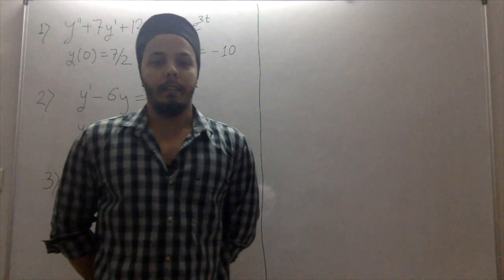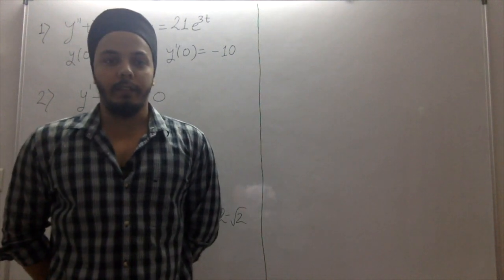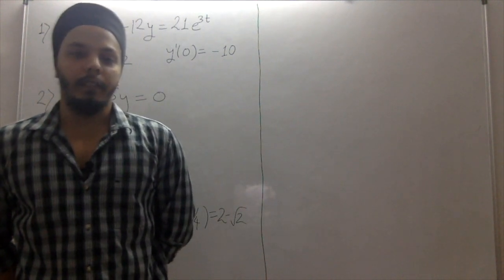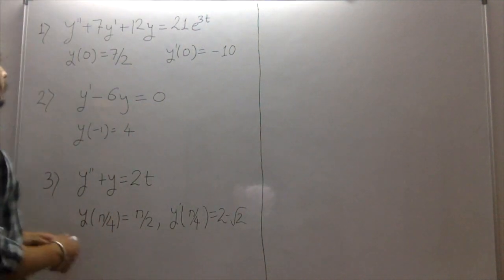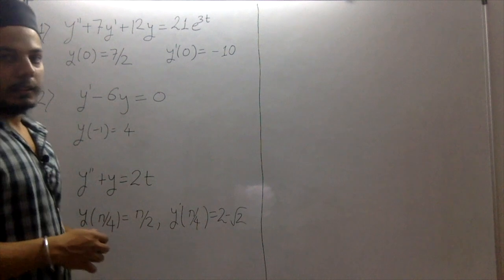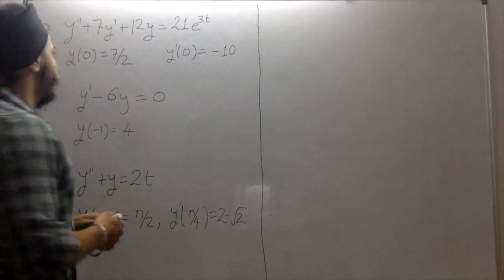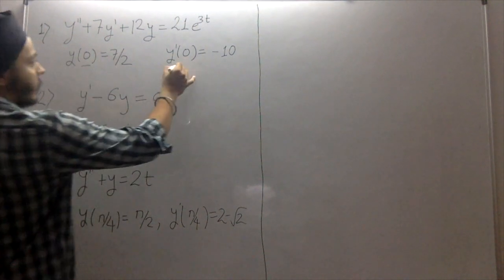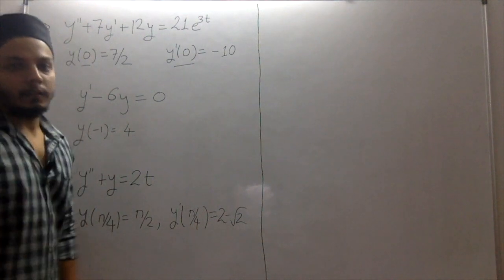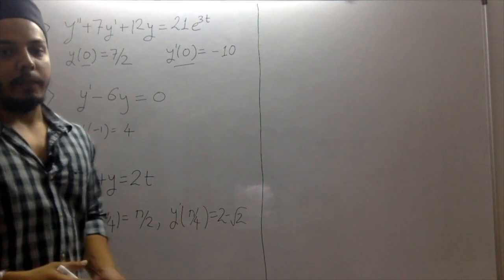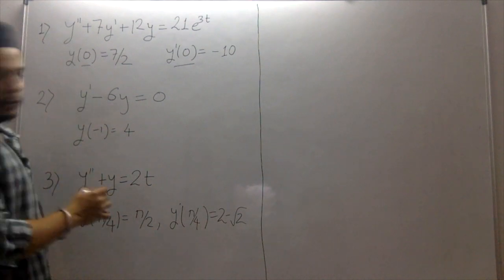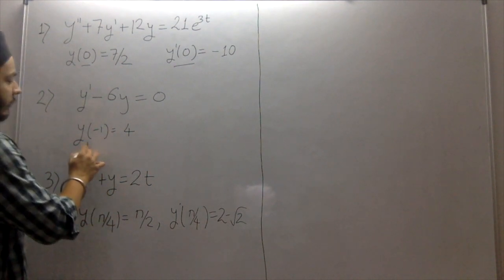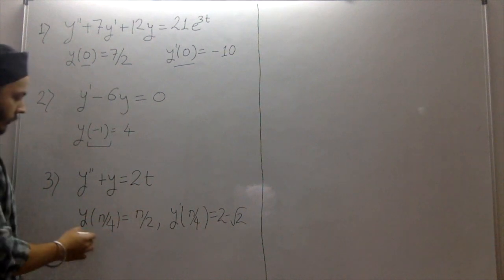In the last lecture, we solved the differential equation using the Laplace transformation. In this lecture also, we will solve three questions. The first question is a simple ordinary differential equation with the given initial conditions at 0. In the last lecture, we solved the same type of problem. But today, we are going to see what happens if the initial conditions are given at points other than 0.